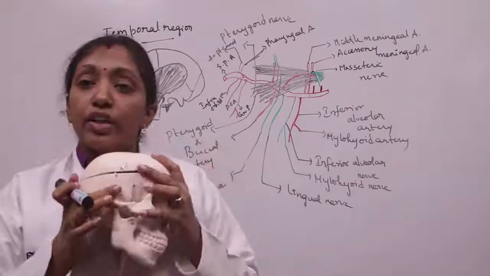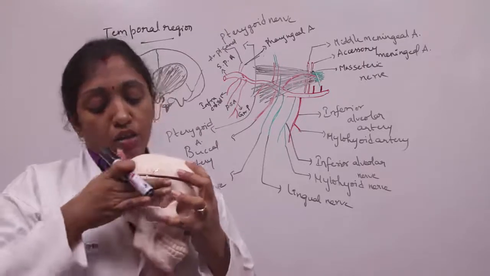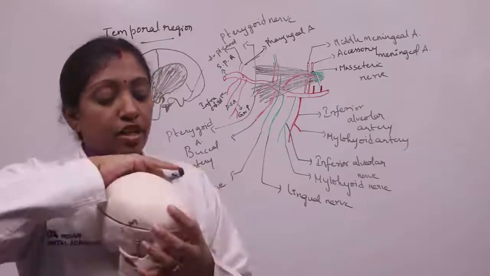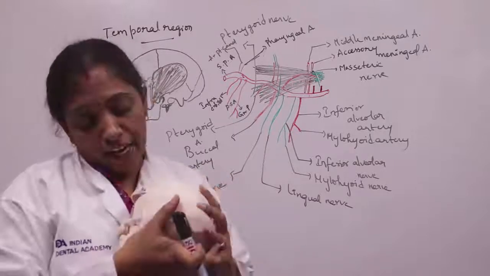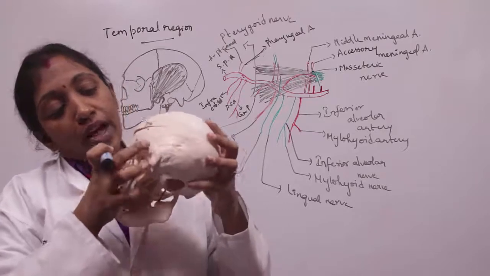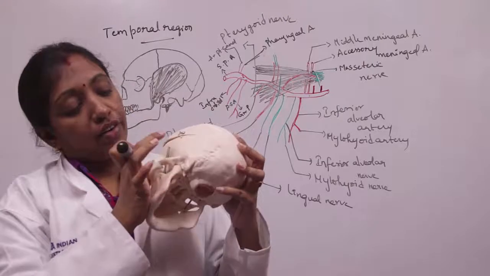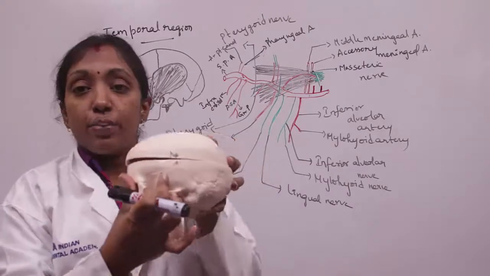And the floor of the temporal region, we call it the temporal fossa. This is the temporal fossa. The temporal region is situated on either side of the head, just above and in front of the auricle. This is the temporal region, and the floor of the temporal region we call the temporal fossa.